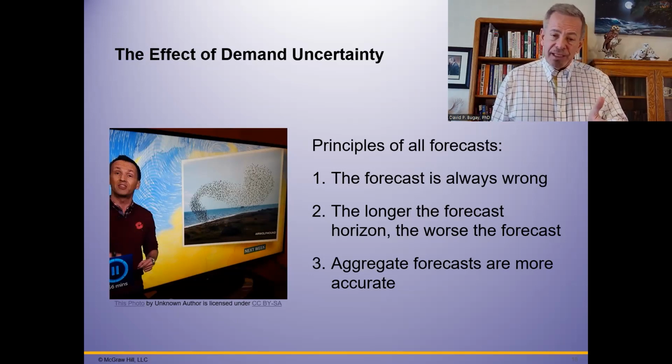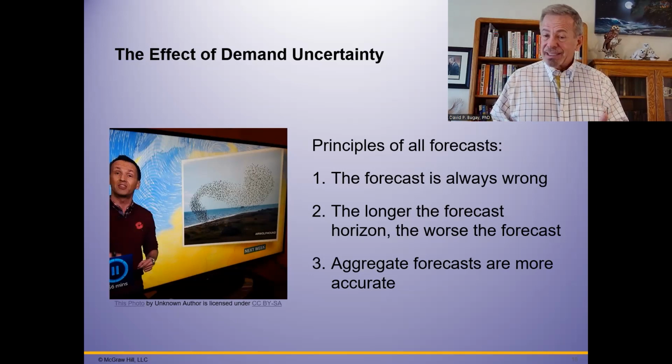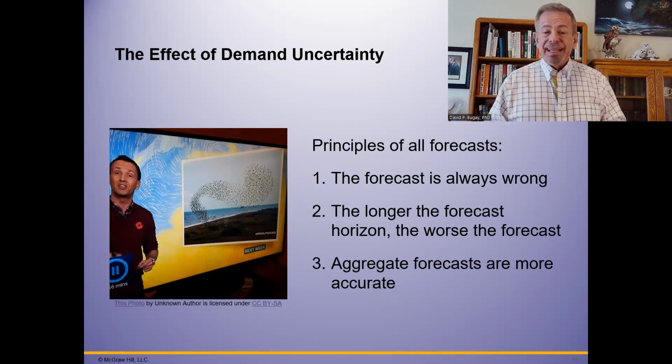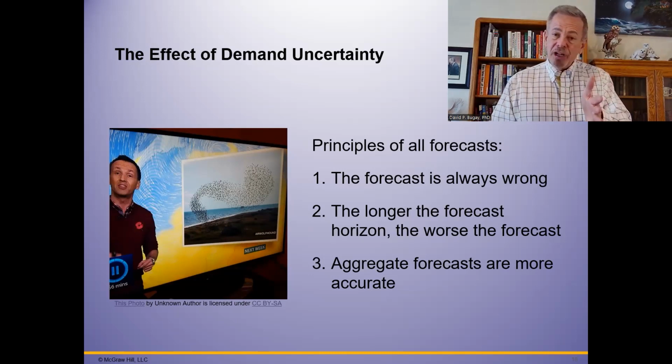The longer the forecast horizon, the worse the forecast, the more uncertainty is in the market because the market can fluctuate. It could be your industry, but it could be so many things.